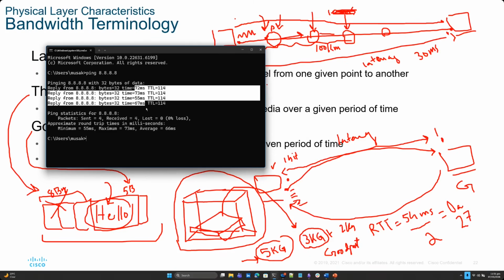We have variance in our latency. Sometimes it's low, sometimes it's high. We want our network to have this variance as low as possible, meaning we want our latency to remain the same as much as possible. Because when it's close to 72 milliseconds, 55, sometimes 67, the applications that we are using, specifically voice and video applications, can actually adjust to these small changes and process accordingly.